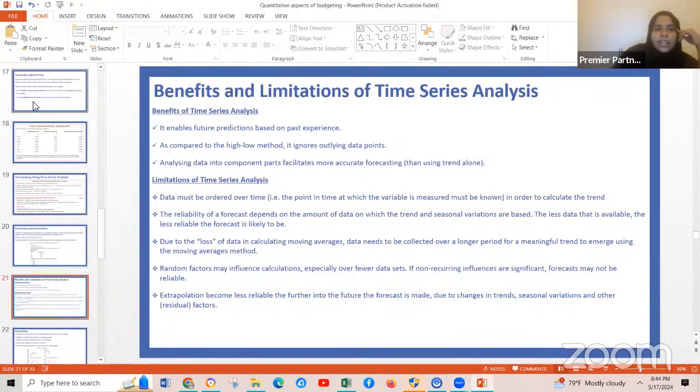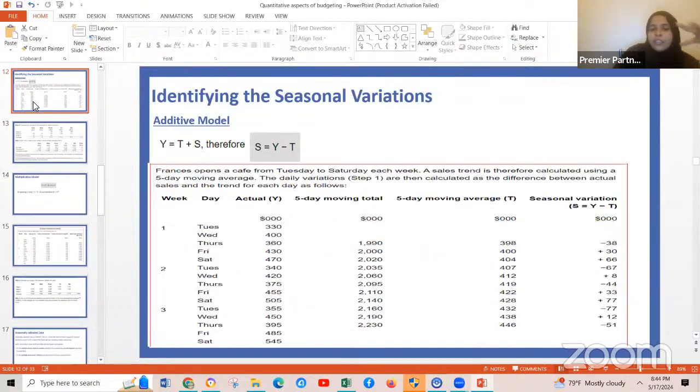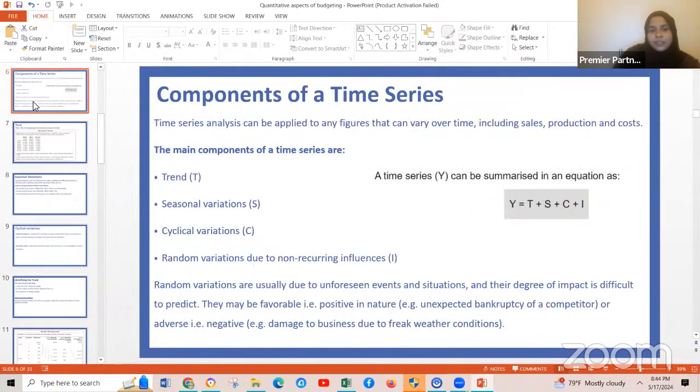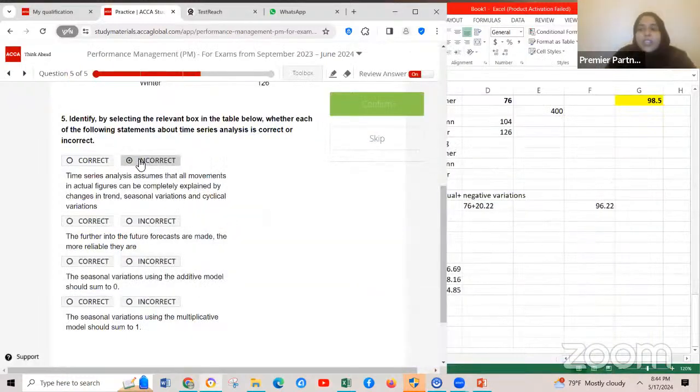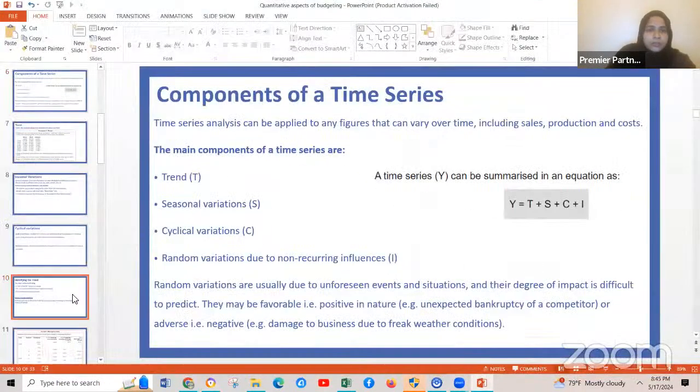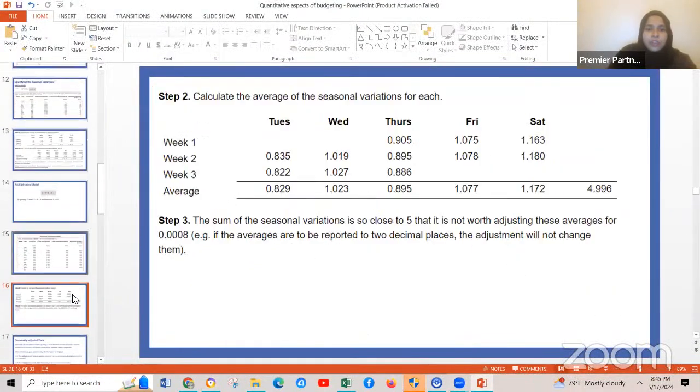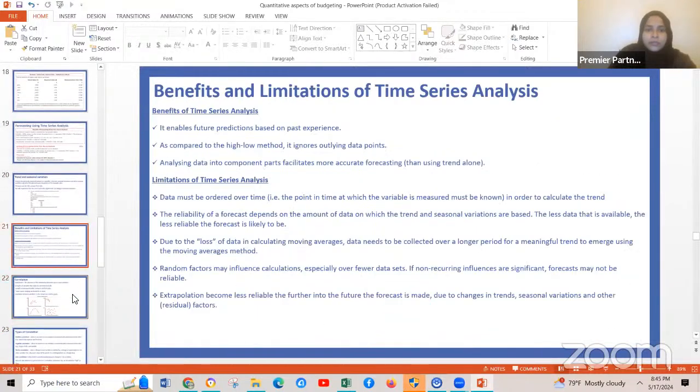So actually what happens with time series is we look at 4 factors. Our sales can be affected by 4 things. Total sales can be equal to trend plus seasonal variation plus cyclic plus any random factors as well. So this could be incorrect because they have not included random variables. The further into the future forecast, the more reliable they are. No, it's not reliable. The seasonal variation using the additive model will always sum up to 0. Yes, if you want the note, here you go. Seasonal variations using the additive model will always equal 0, guys. Additive.